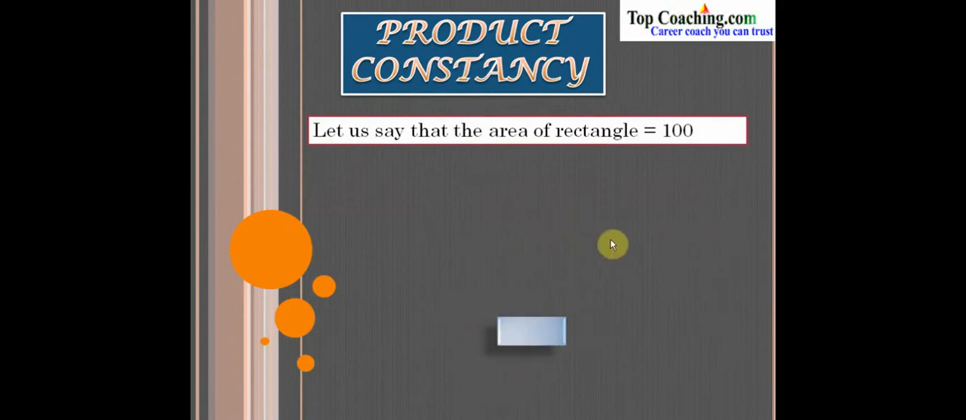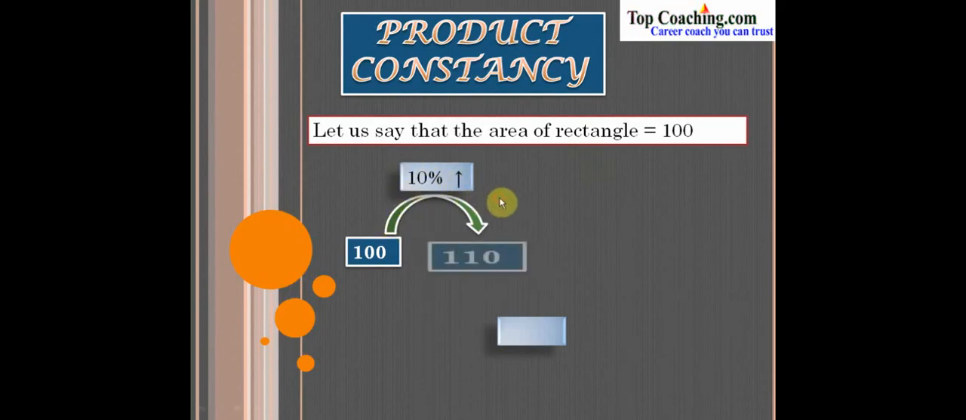Let us say that the area of the rectangle is equal to 100. So let us assume that the area of the rectangle is equal to 100 and it has to remain constant throughout. So the initial area is 100. Now we see that the length increases by 10% and so the area would increase by 10%. This would be equal to 110. So the new area becomes 110. But now we have to keep the area constant and that should be equal to 100.